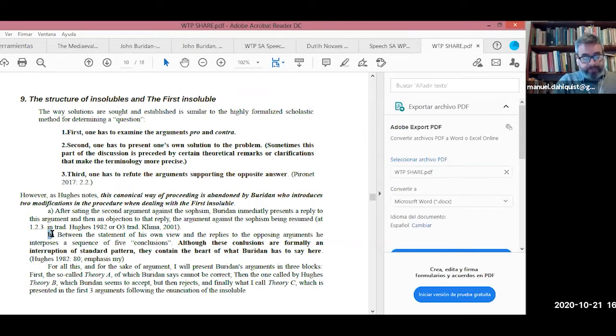For all this, for the sake of the argument, I will present Buridan's arguments in 3 blocks described below. First, the so-called theory A, of which Buridan says it cannot be correct. Then the one called by Hughes theory B, which Buridan seems to accept but then rejects. And finally, what I call theory C, which is present in the first 3 arguments following the enunciation of the insoluble.